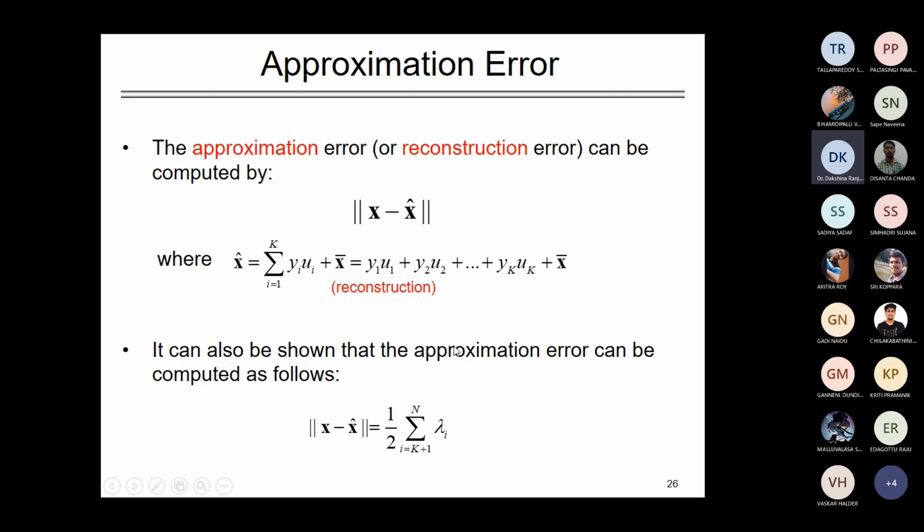So the approximation error that we have computed, the norm of deviation between x and the approximation of x, can be given by half of the summation over lambda i. This summation is computed for i equals k plus 1 to n, over this lambda i. Here lambda i represents the ith eigenvalue.